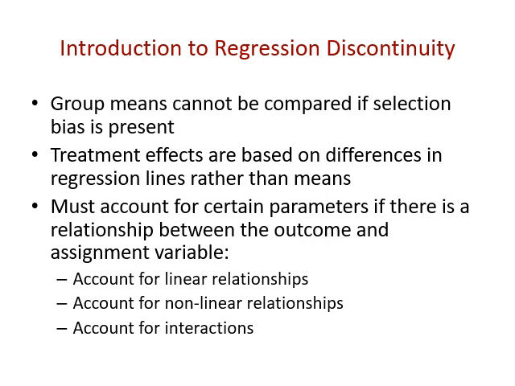So we must account for certain parameters if there's a relationship between the outcome and the assignment variable. So we do need to test for linear relationships, and actually we're wanting linear relationships. We need to make sure that there are no nonlinear relationships, and we also want to make sure that there are no interactions in the data set. If we have a linear relationship without nonlinear and interactions, we have the perfect setup then to run a regression discontinuity.